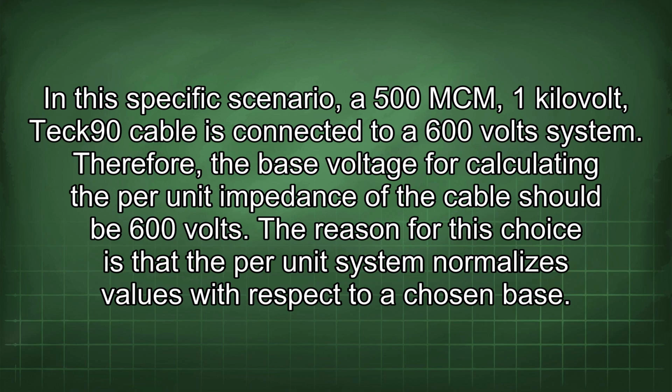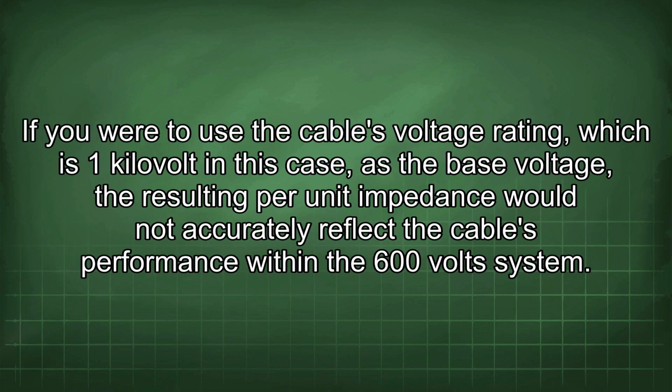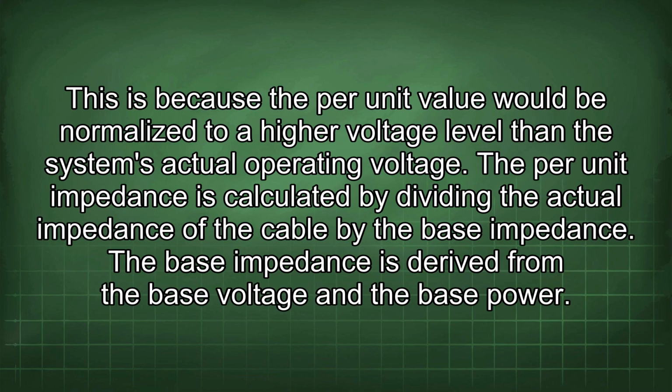The reason for this choice is that the per unit system normalizes values with respect to a chosen base. The base voltage represents the nominal or operating voltage of the system to which the cable is connected. Using the system voltage as the base allows for a direct comparison of the cable's impedance against the system's voltage level. If you were to use the cable's voltage rating, which is 1 kV in this case, as the base voltage, the resulting per unit impedance would not accurately reflect the cable's performance within the 600 volt system. This is because the per unit value would be normalized to a higher voltage level than the system's actual operating voltage.